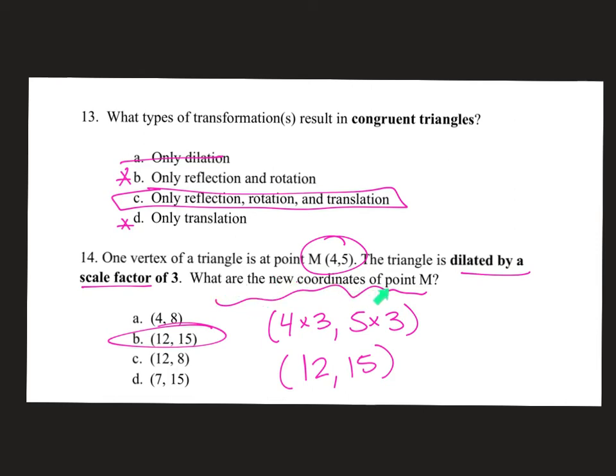So they want to know the new coordinates. So what we did was for 4 and 5, both of them, we have to multiply times 3. That's going to give us 12 over here, 15 over here. So our answer choice is B.